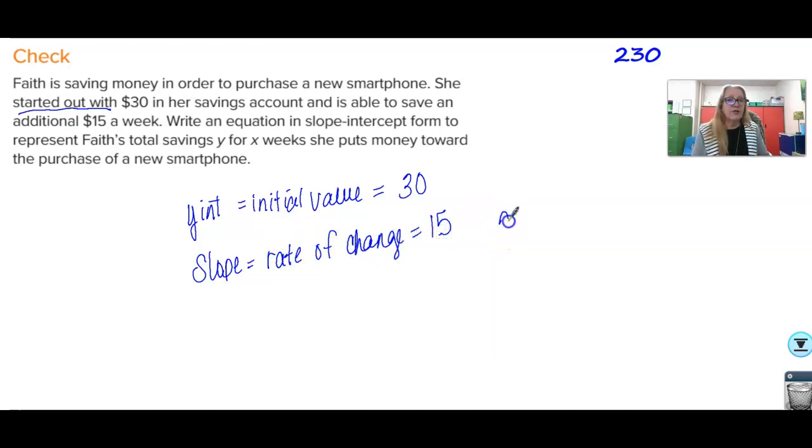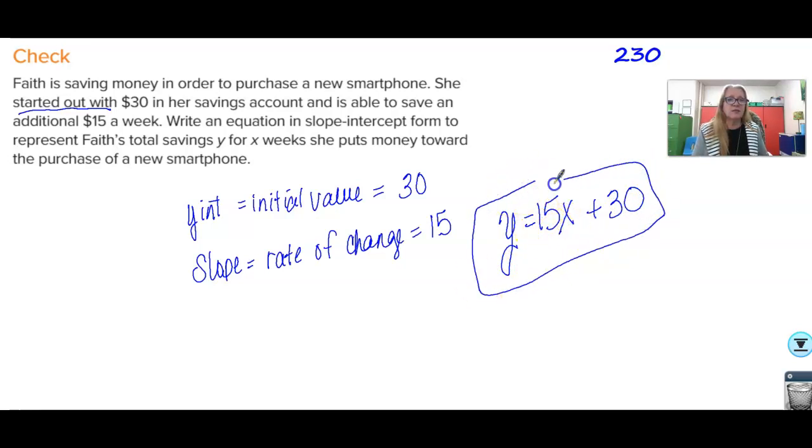So the equation would be y equals 15 is our rate of change, x, don't forget to put the x, plus 30. What this means is this is the total amount of money she has in her account at any time. She started with $30, and every week that goes by, she saves an extra $15. So this is the equation that represents the amount of money she has in the bank.